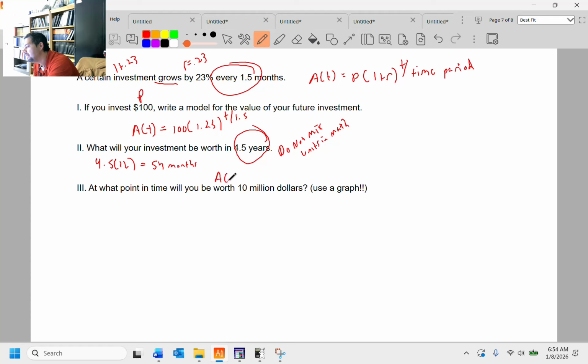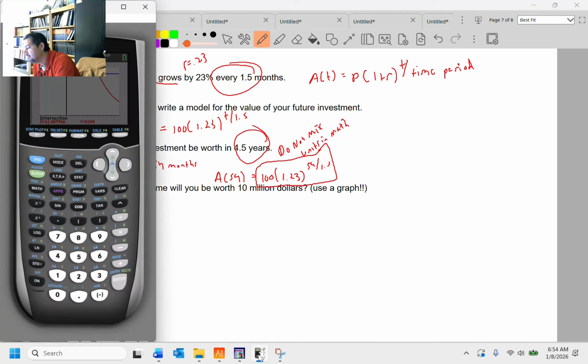So the amount in 54 months, because this thing is about months now, is 100 times 1.23 to the 54 over 1.5. And every bit of that can just be pushed in a calculator. There's nothing wrong with going to a calculator. But you're going to have to learn how to write too. I mean, you've got to be writing. Or you can be like every other kid that's argued with me.